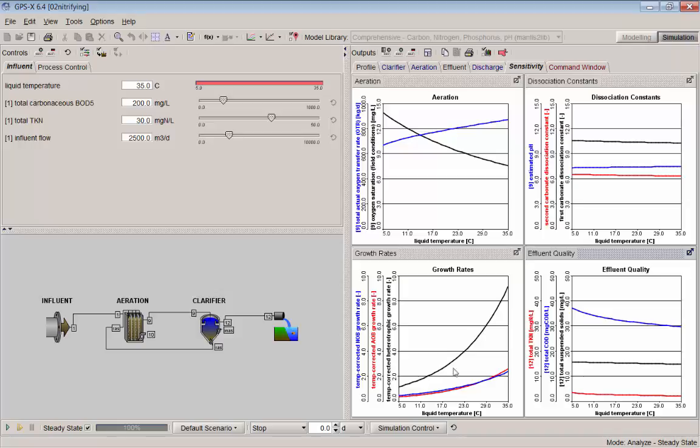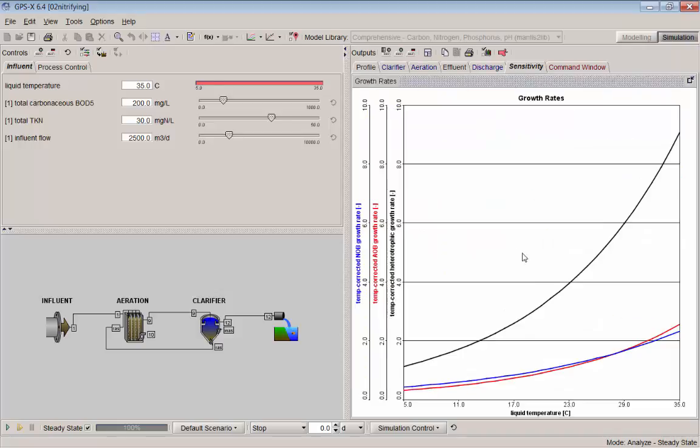So basically, this is a recreation of the diagram that I showed you earlier, but we can see here how the heterotrophic growth rate is adjusted over time, the temperature corrected heterotrophic growth rate, as these go up with the increasing temperature.